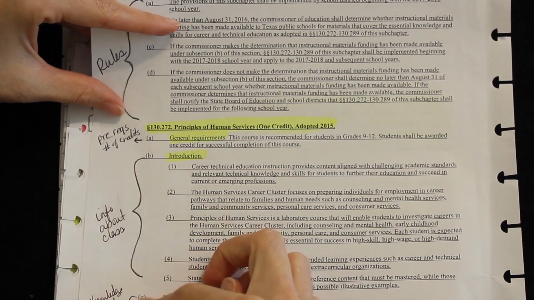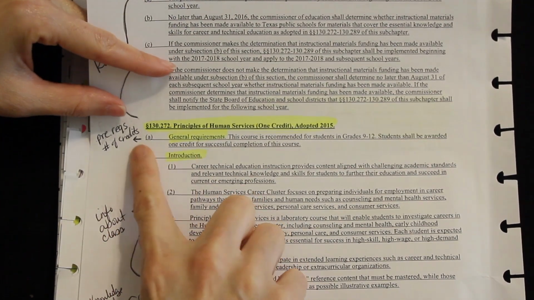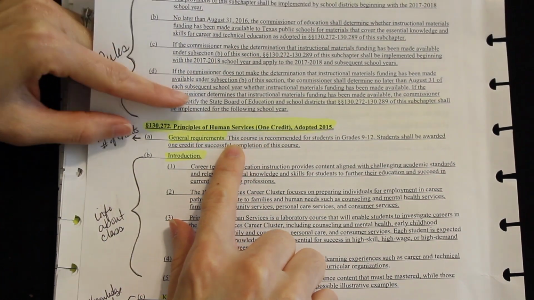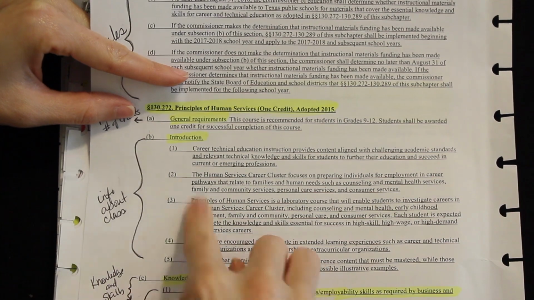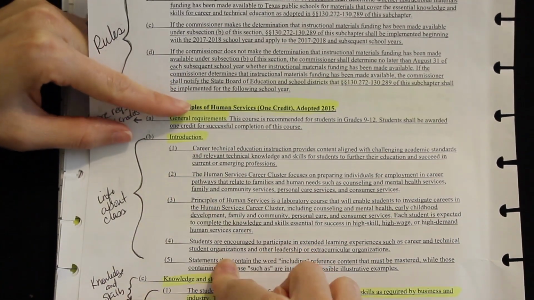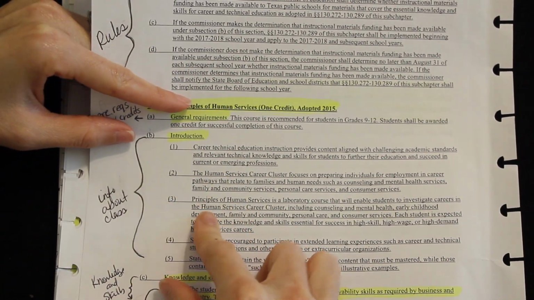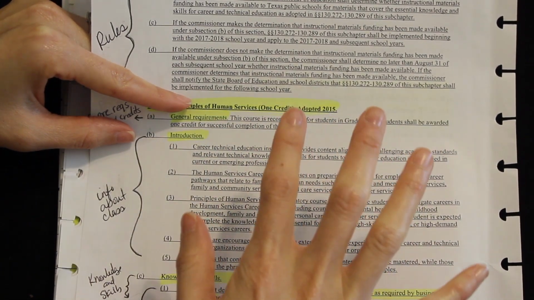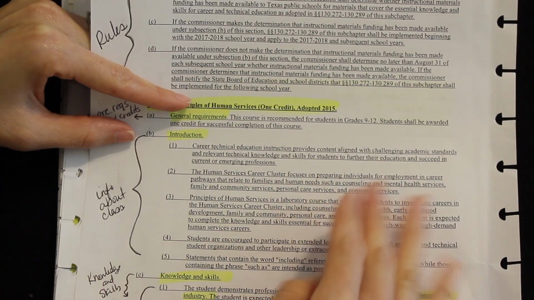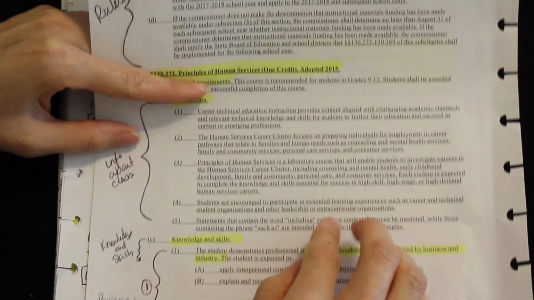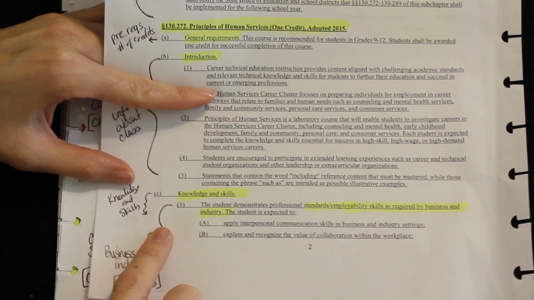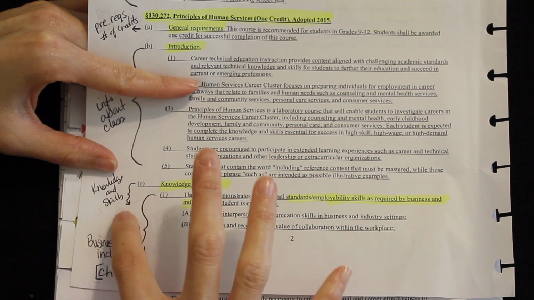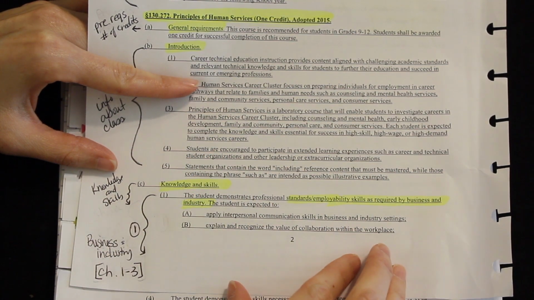There are 3 letters, A, B, and C. A is just your prereqs and your number of credits. B, this section here, is going to be the introduction. Pretty much it tells you about the Principles of Human Services course and what the class should be about. And then C is where you're going to actually see the knowledge and the skills that you, the teacher, have to teach the student.